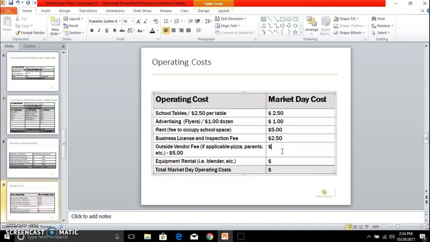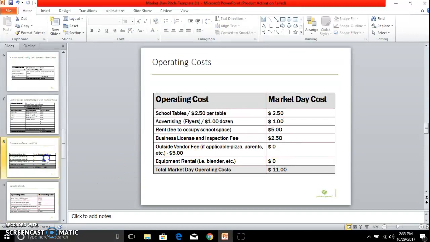Now, in this case, I don't have an outside vendor fee, so this would be 0. But if I'm using pizza or anything like that, then that's what I need to do. Same thing with equipment rental. If you would need something from me in terms of equipment, we could figure out a price next week as we prepare for that. So I'm just going to put 0, and then we're going to add all these together. So $2.50 plus $2.50 is $5, $10, and then $1. So that would be $11 in operating costs. So that is my operating costs.